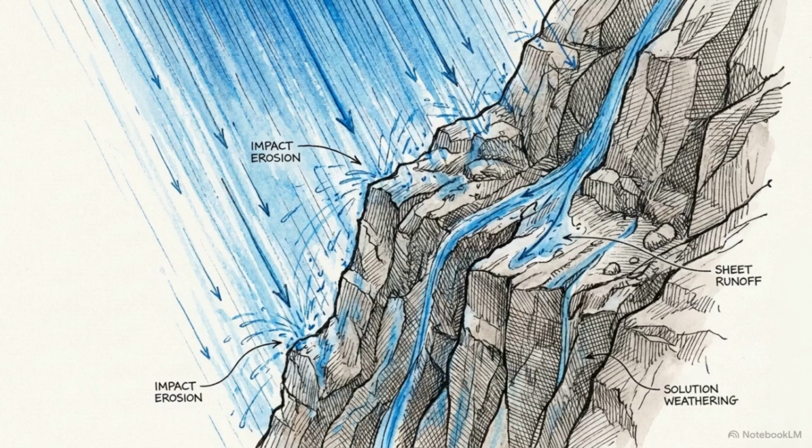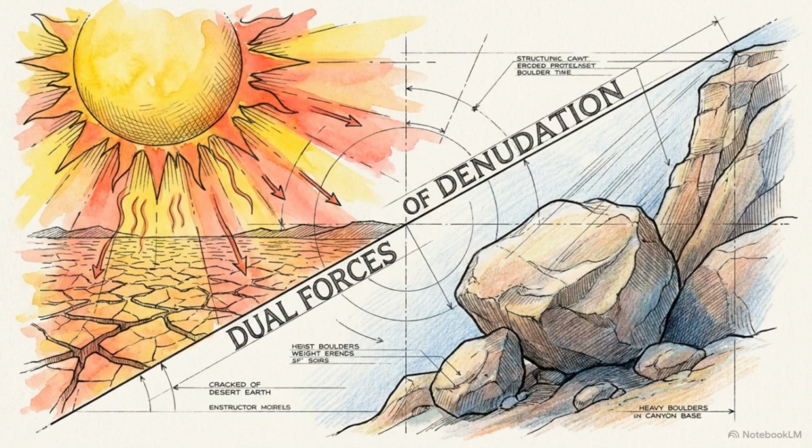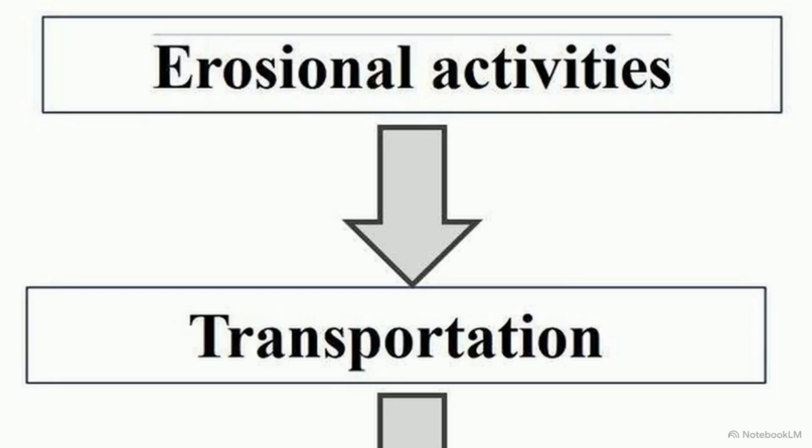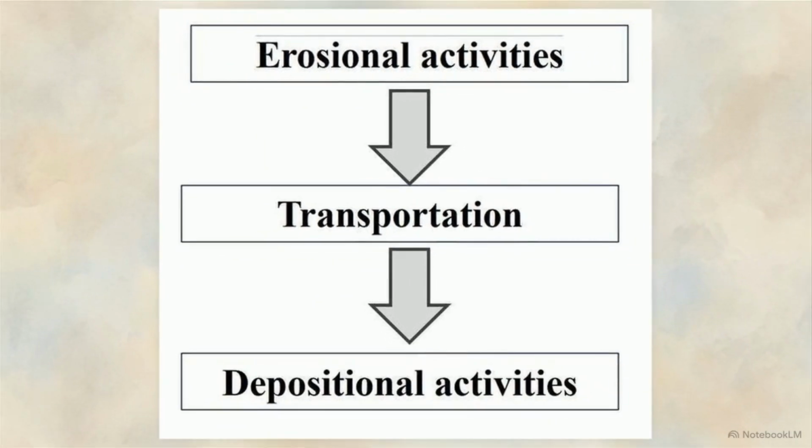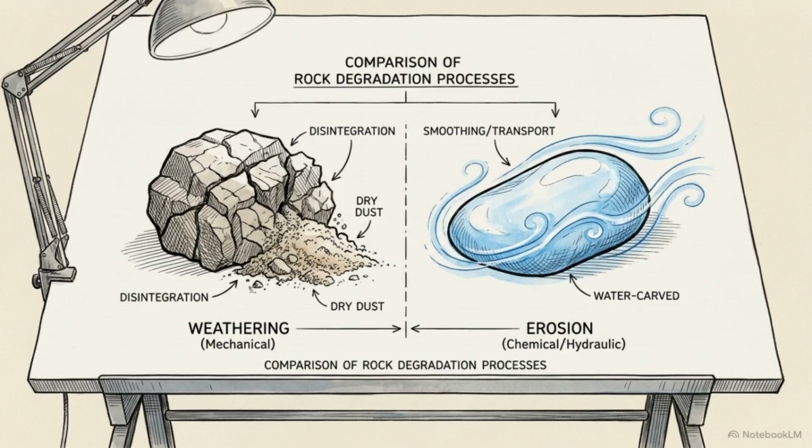Once that elevation exists, the opposing forces take over. Denudation is the umbrella term for stripping off or uncovering the Earth's surface, driven by thermal climate gradients and gravity. This flowchart illustrates the strict chronological sequence of the denudation pipeline. It begins with weathering, moves downward into erosional activities, through transportation, and finally terminates in deposition. A common engineering pitfall is treating these stages interchangeably, but you must distinguish exactly between weathering and erosion.